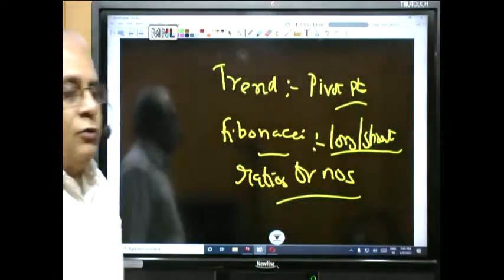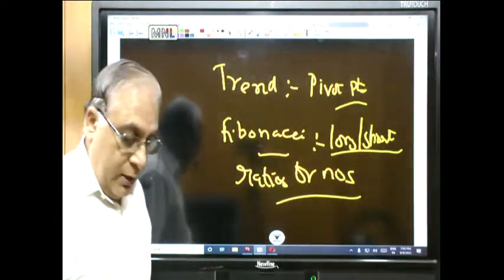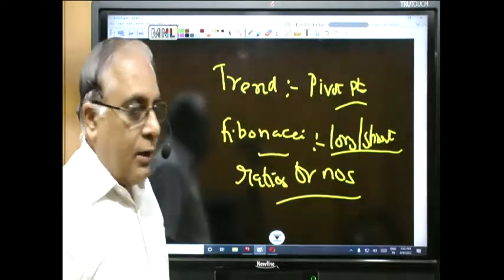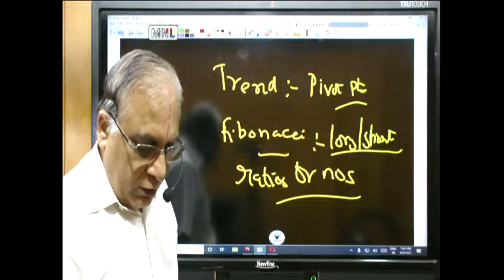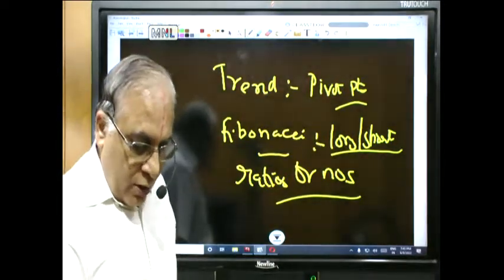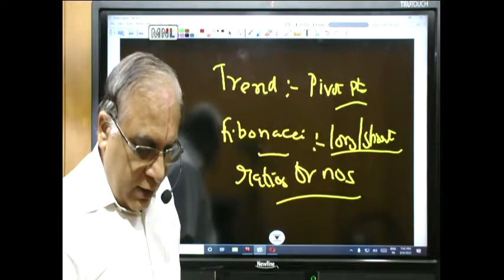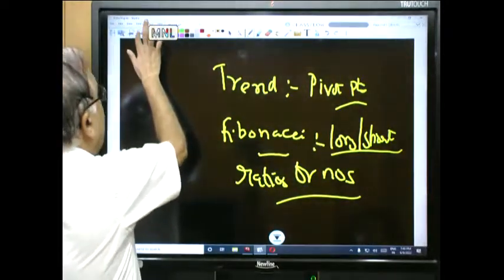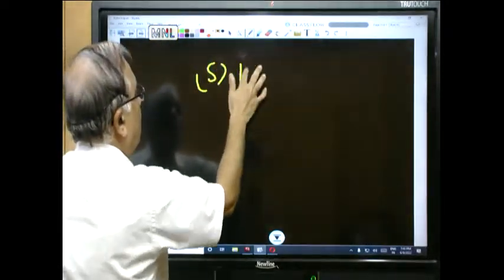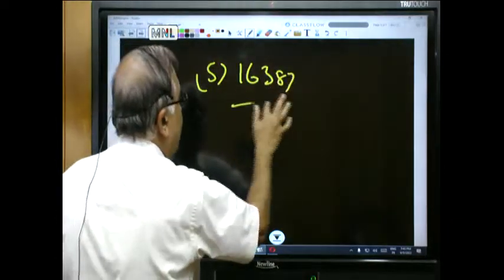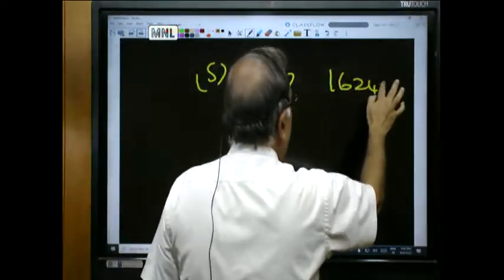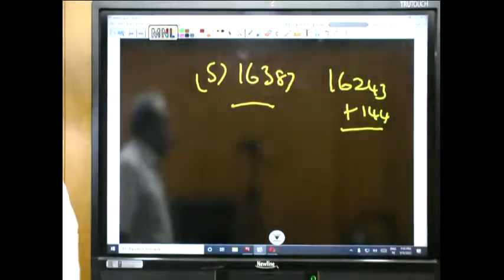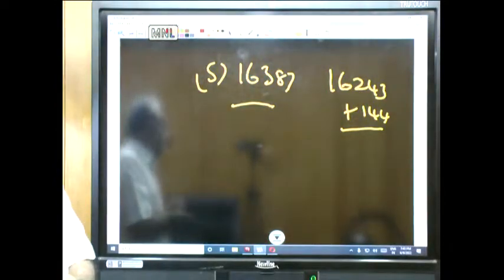Now we have seen 16,243, right? So let us say 16,243 is the low we saw, and it has now gone up by 233 points, to 16,476. So the first support now will come at 16,243 plus 144. So tomorrow the first support, if you see, will come at 16,387. How do we arrive at it? 16,243 plus 144, so 16,387.